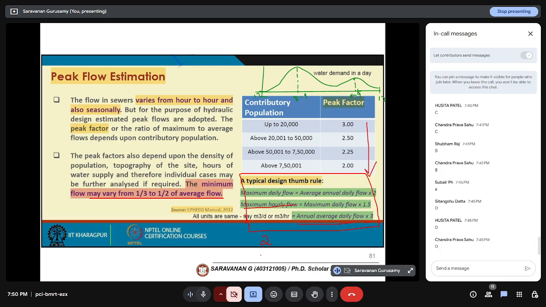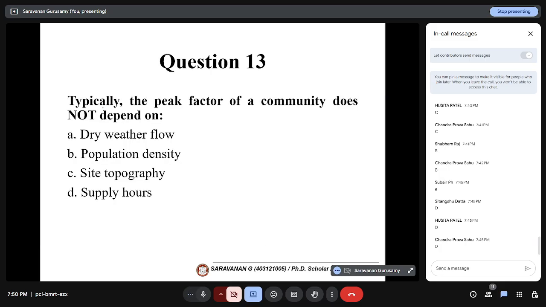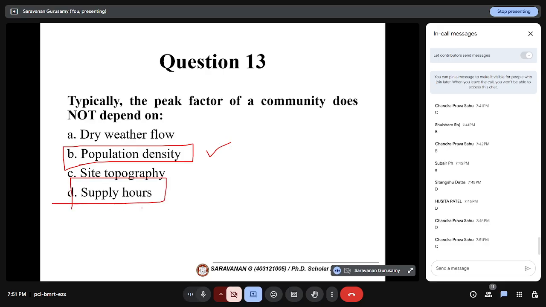Point will be 2, one is the peak factor will be 2. Typically, the peak factor of a community does not depends on dry weather flow, population density, site topography, supply hours. Population density is required, right? Anyway, 10,000 or 20,000 population, that we need to know. Site topography, supply hours we need to know anyway, right? Because peak factor may vary with 6 to 8 hours, 8 in the morning and 6 to 8 in the evening, so that is required.